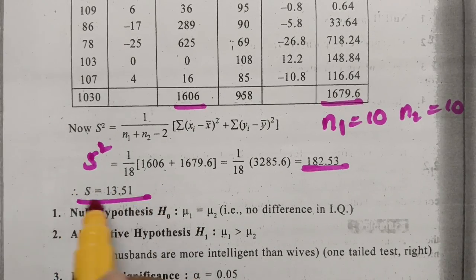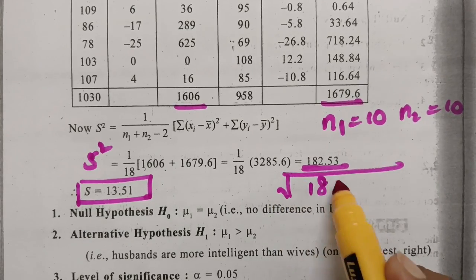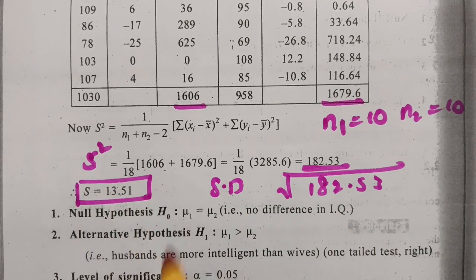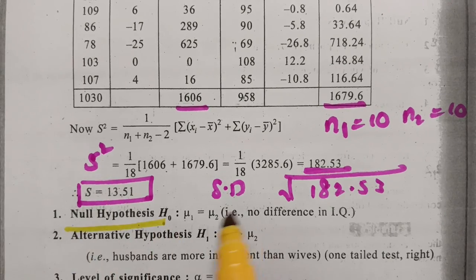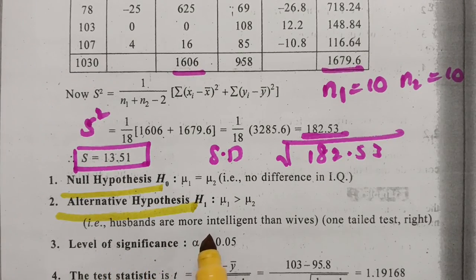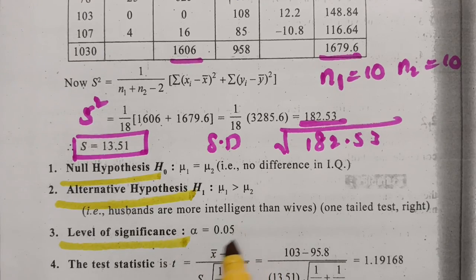And for standard deviation, we have to take the square root. So square root of this one, 182.53. So this is the standard deviation. The value here is 13.51. And next we have to go with the null hypothesis. It is very clear: null hypothesis mu1 equal to mu2, alternate hypothesis mu1 greater than mu2. That is, the husbands are more intelligent than the wives. So next one is level of significance, alpha is equal to 0.05.